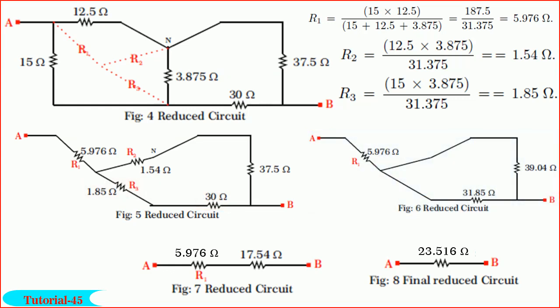Now, you observe that 39.04 ohm and 31.85 ohm are in parallel and their equivalent is 17.54 ohm as shown. Finally, you find that 5.976 ohm and 17.54 ohm are in series and their equivalent is 23.516 ohm. So friends, the equivalent resistance between the terminals A and B is equal to 23.516 ohm.